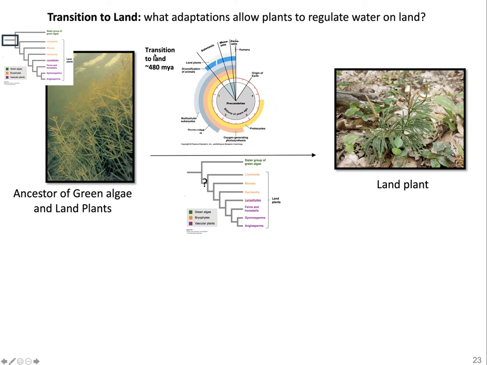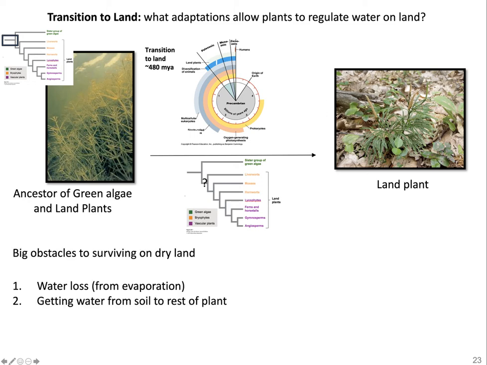And then around 480 million years ago, plants made the transition onto land. And so there must have been specific adaptations that allowed them to make this transition onto land to give rise to these different groups that form the land plants. And the earliest land plants may have looked something like this. We don't really know exactly what they would have looked like.